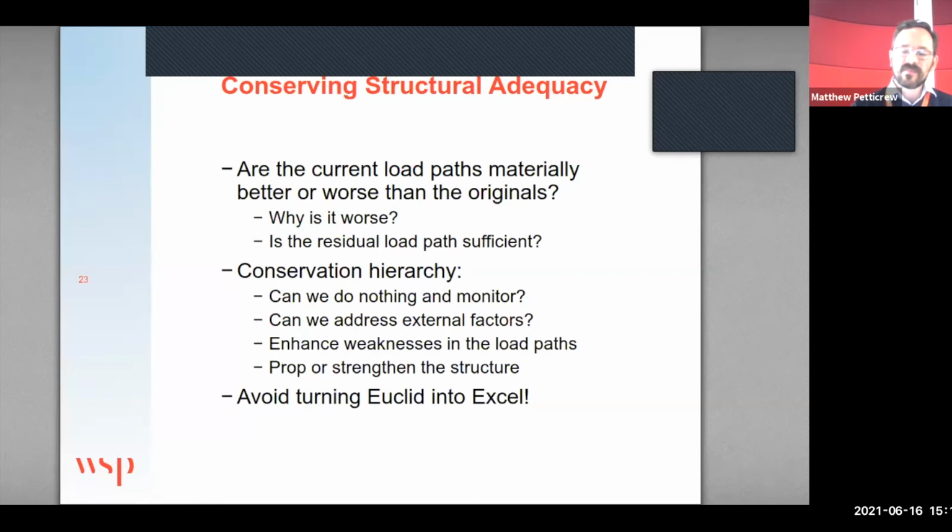And I suppose if I wanted to encapsulate that in a pithy kind of way, I would say that what we're trying to do is avoid turning a Euclidean structure into an Excel structure by trying to impose modern standards or modern ways of looking at the world on an old structure, particularly if that's going to detract from it in the future. And I guess that's really what's at the heart of conservation engineering.